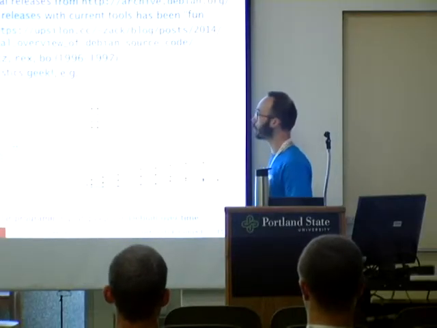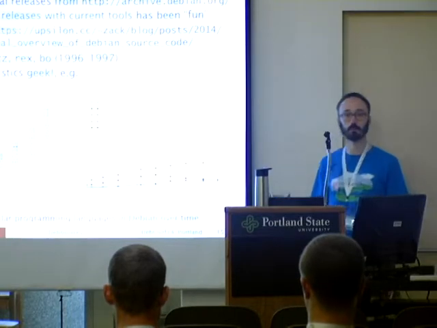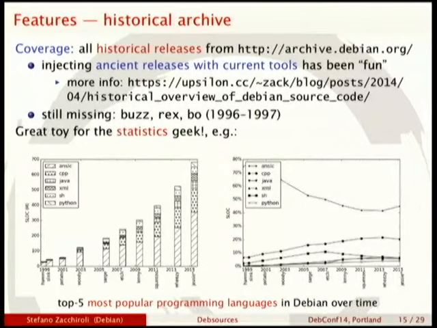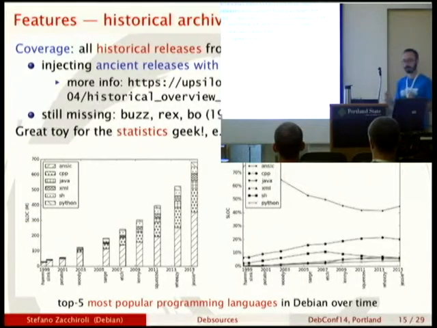So that's a kind of toy for the statistics geek. So if people want to do stuff like monitoring what is the most popular programming language in Debian since the end of the 90s up to today, you can do those kind of investigations. So for instance, I'm not sure what I'm showing here. So this is the number of SLOC of C, C++, Java, XML, Shell, and Python, which are the top languages over time. And here you should see how they evolve. More interestingly, is the relative distribution of languages in Debian over time.